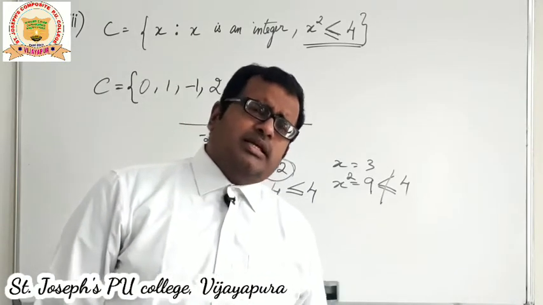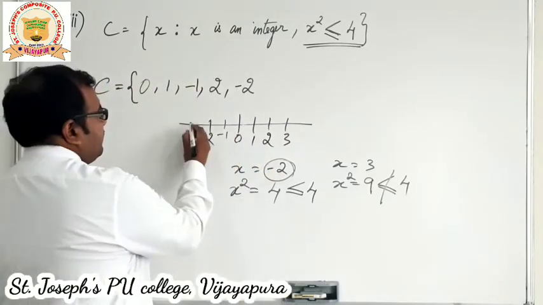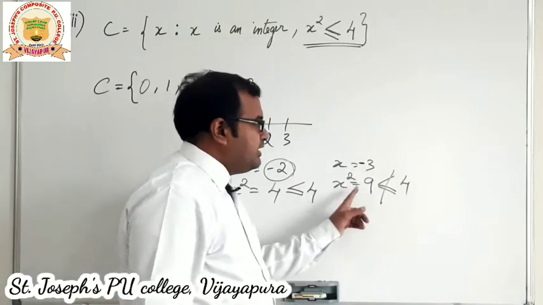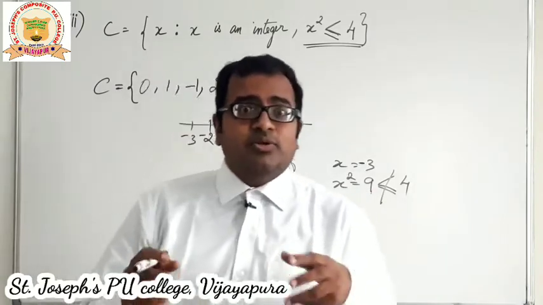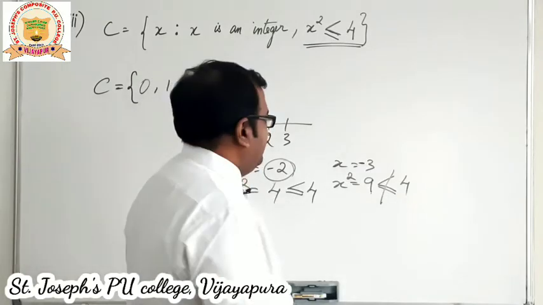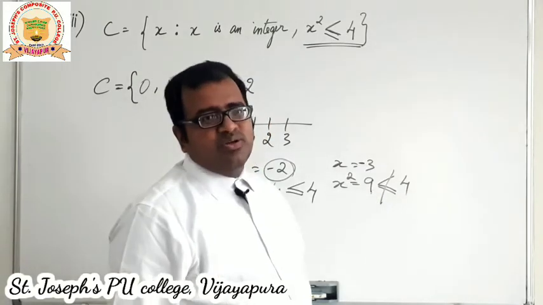What about minus 3? It's a smaller number, right? If I take minus 3, minus 3 square. This is x is minus 3, squared. It is plus only, because minus 3 into minus 3 is plus 9. Minus into minus is plus, 3 3s are 9. So again it will not be less than or equal to 4.